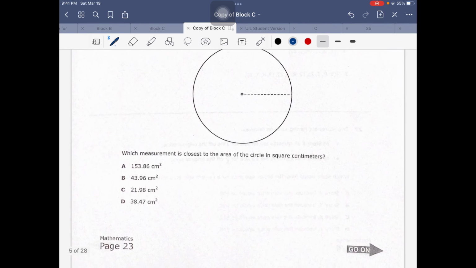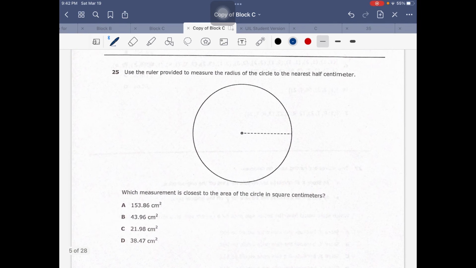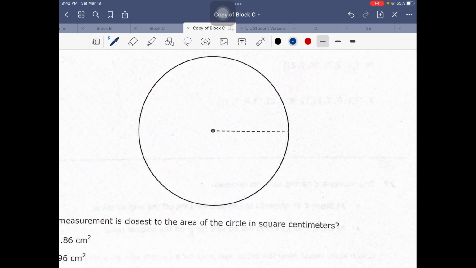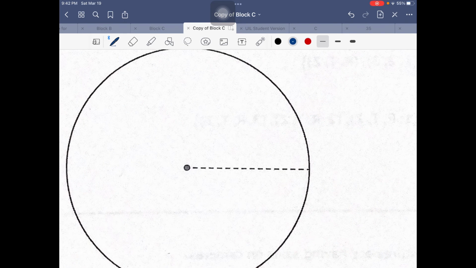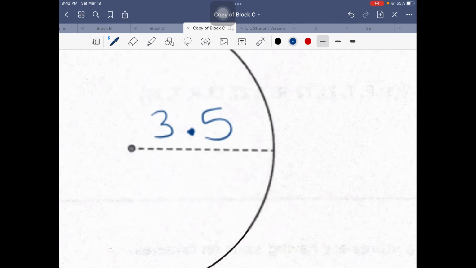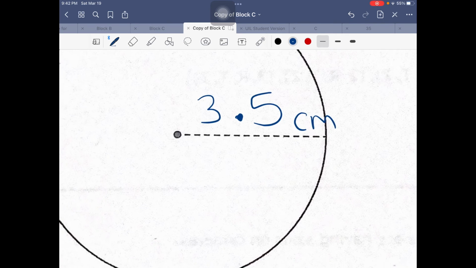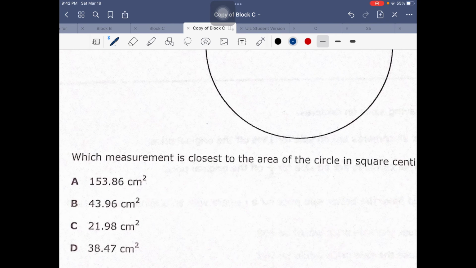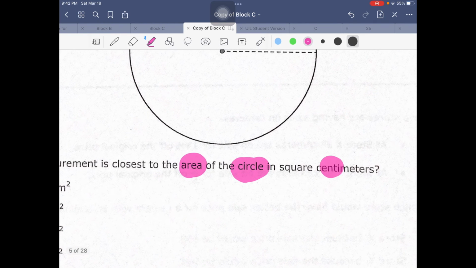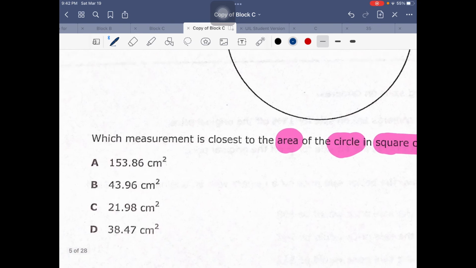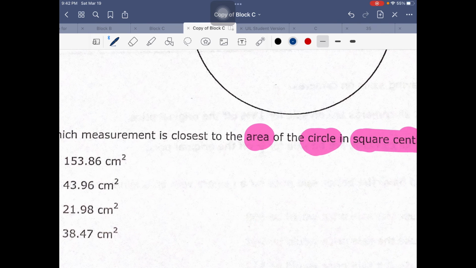Now, number 25, use the ruler provided. In this case, we wouldn't be able to use a ruler. So I'm going to tell you that is 3.5 centimeters. Now, which measurement is closest to the area of the circle in square centimeters? Well, first things first. We need to find the formula for area of a circle. The formula is A equals pi r squared.